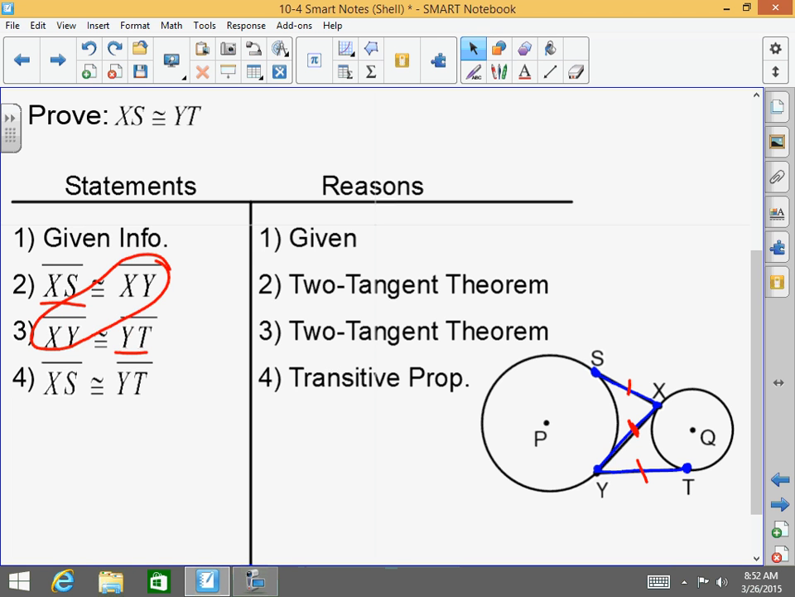On the SAT, they love to give you stuff like this and then calculate. Like they'll give you a value for XS, and then they'll say find XT, or XY, rather. Well, if you know the two tangent theorem, you're going to answer that question in about 5 seconds. If you don't know that theorem, you're just going to sit there and wonder, what do they want? How do we get that? And then you start wasting time.